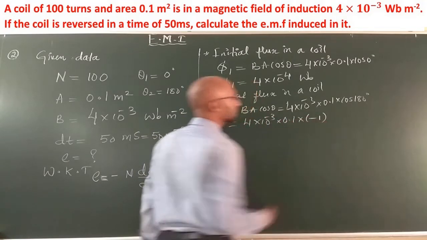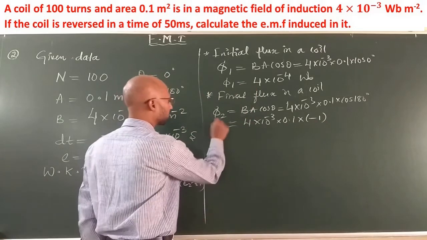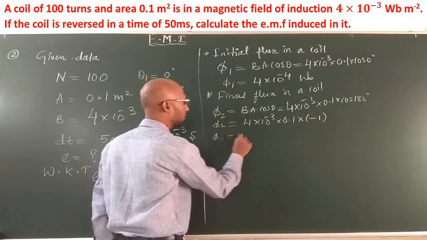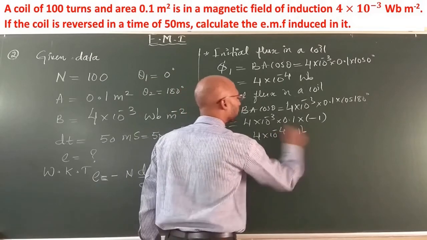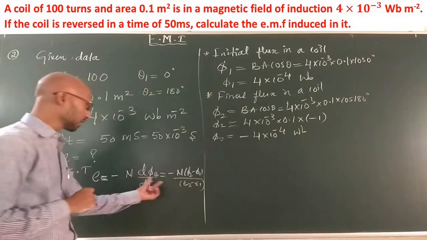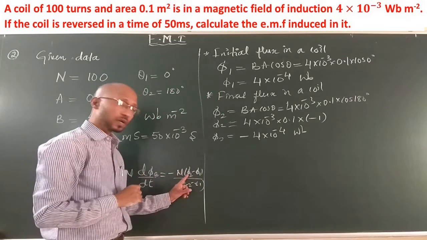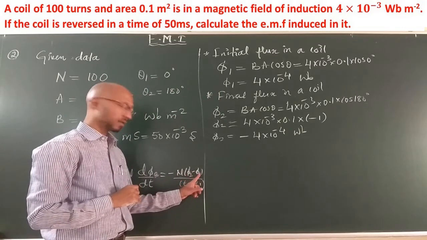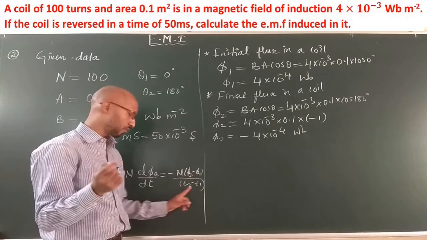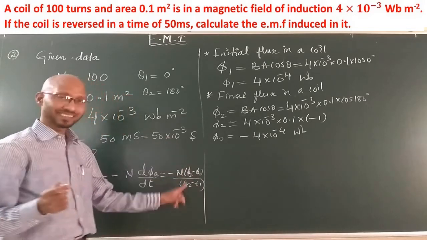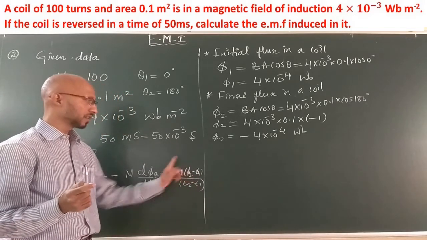Cos 180 is minus 1. It means once again the flux value will come minus 4 into 10 raised to minus 4 Weber. Now you substitute all the data because we have a flux value. For the time interval, initially it is 0, finally it is 50 millisecond, so 50 minus 0.